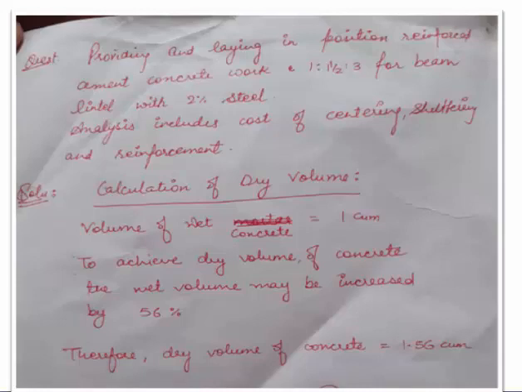So students, earlier also when we have discussed the item of the cement concrete works, we have increased the wet volume by 56% only to achieve the dry volume. So for the reinforced cement concrete works also, we will increase the wet volume of the concrete by 56% to get the dry volume. So therefore the dry volume of the concrete will be 1.56 cubic meter. So this is the calculation of the dry volume of reinforced cement concrete, that is 1.56 cubic meter.